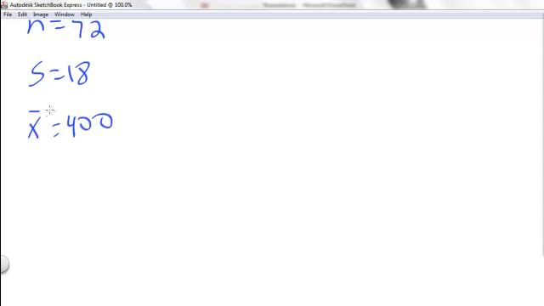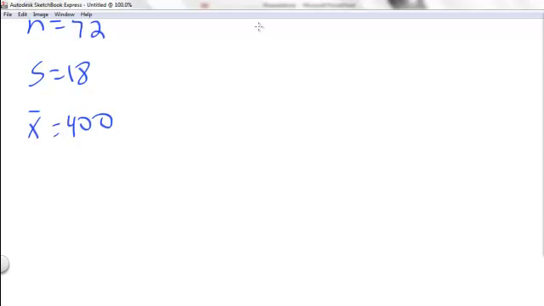Okay, so we can go to that now. N equals 72. S equals 18. X bar equals 400. Okay, so x bar is our sample mean. That's the mean we got from the sample. This is the standard deviation of the sample, and this is the n.